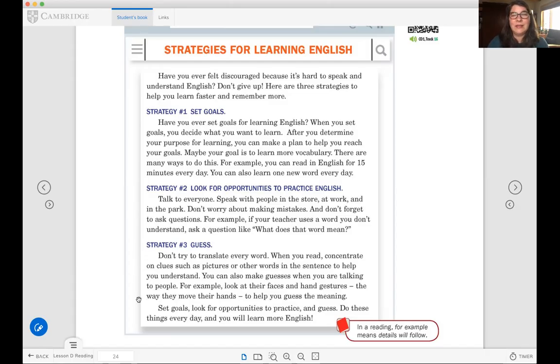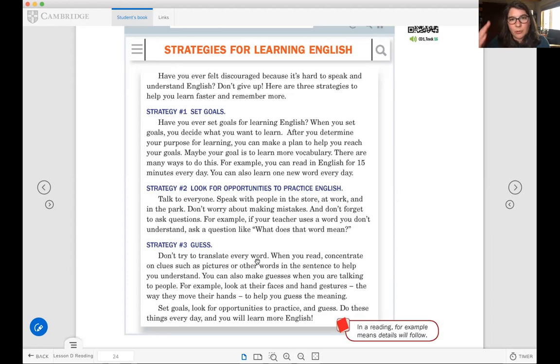And guessing, this is a very important strategy. Don't try to translate every word. I have many students like you that want to have a dictionary and they're reading, and they start to read, see a word they don't know, and they look it up in the dictionary, and they go back and then they find another word and they look it up. That does not work well.